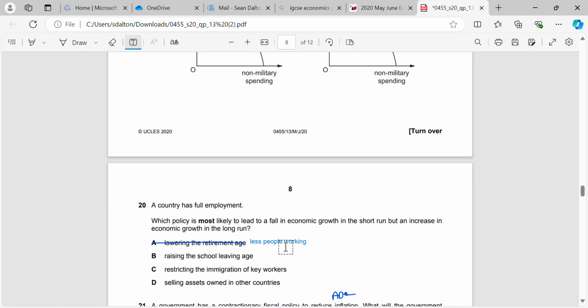So will it lead to a fall in economic growth in the short run? Sure, it will, but it's not going to lead to an increase in the long run, because in the long run we will still have less people working.